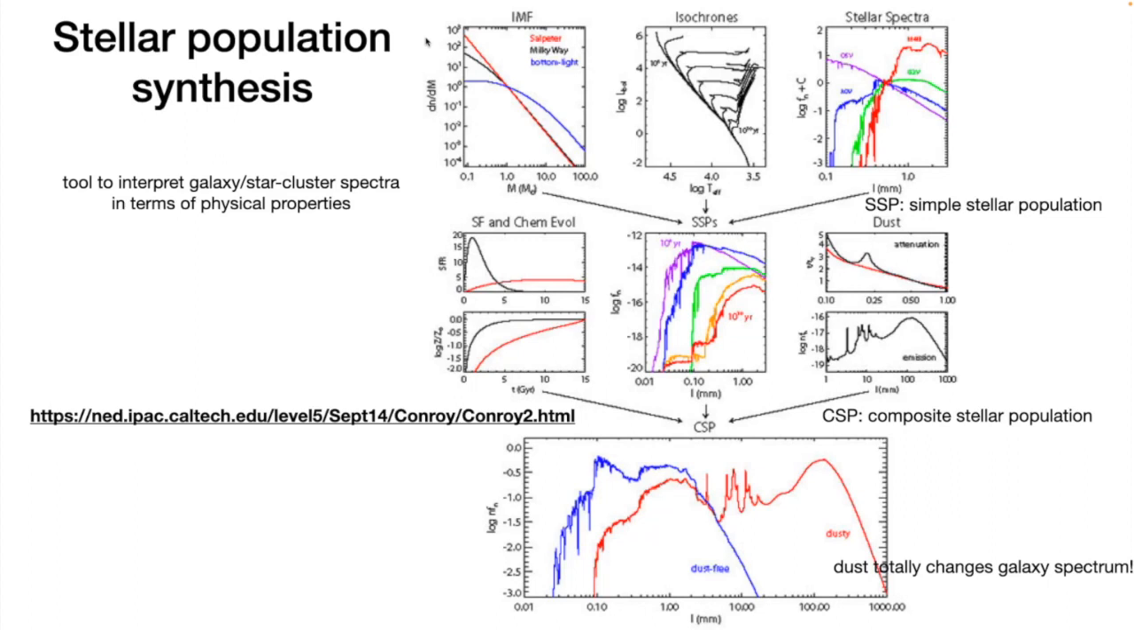So anyway, we are not going to go into details of this, but it is very important. For example, a lot of the work on JWST, inferring the age of the stellar population, whether there is dust or not, comes from this kind of work. Whenever you have galaxy spectra, you need stellar population synthesis to interpret those spectra in terms of physical properties, like star formation rate, star formation history, and things like that.